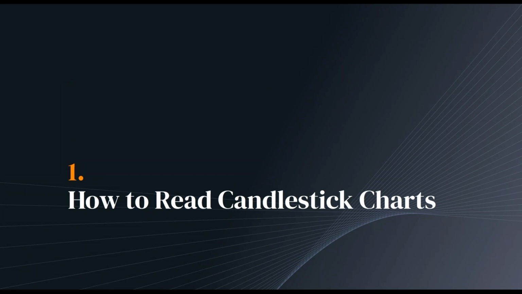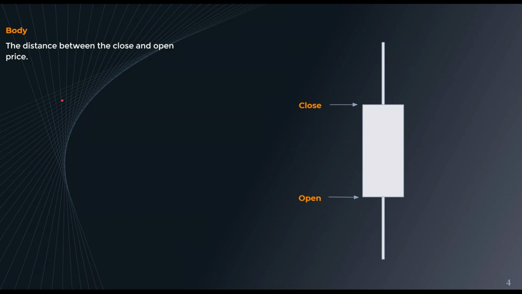How to read candlestick charts. Let's start with the body. The body is simply this thick bit in the middle. There's going to be an open price and a close price. The distance between these two is the body.